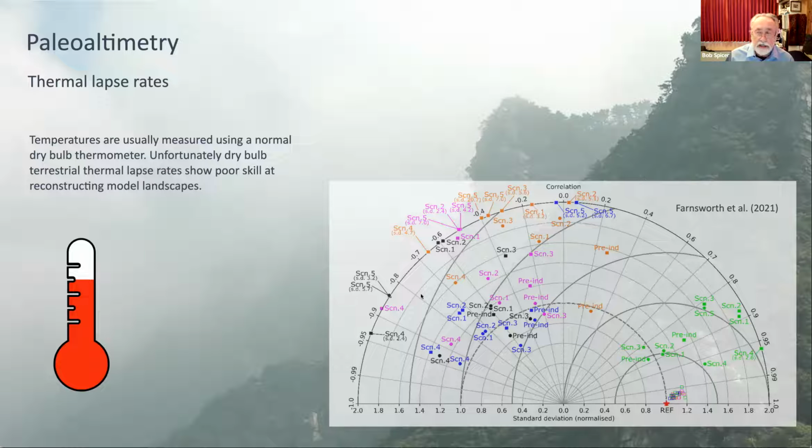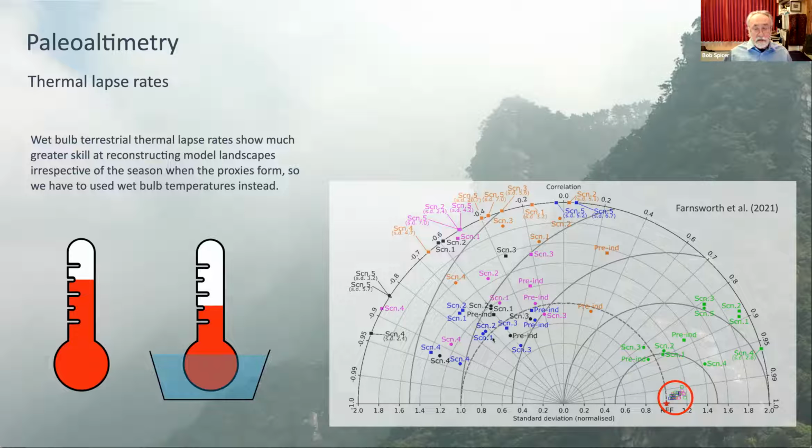Now, in this kind of diagram we have a reference, this red star. This is what we're aiming for. So the closer we are to this reference red star, i.e. what we gave to the model, the better our technique is. So you can see that using mean annual dry bulb lapse rates get nowhere near the red star. So they're hopeless at reproducing past landscapes. And if we use the summer or winter or autumn or spring, these different colored squares here, none of them get close to our star except the green ones over here. And these are springtime dry bulb lapse rates. But even they are pretty poor.